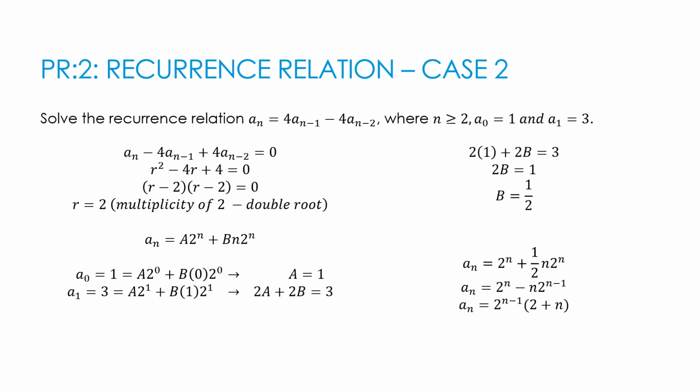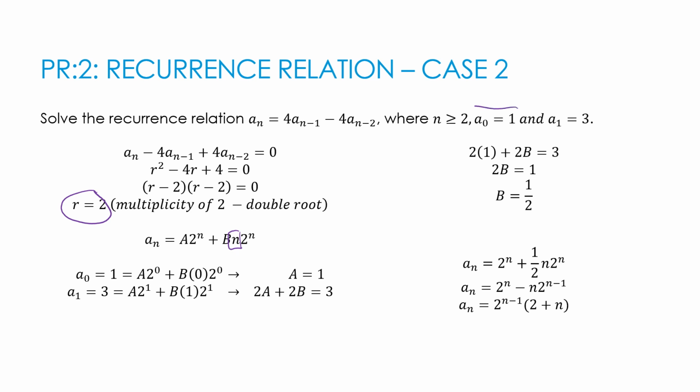Again, where I would start is put everything to one side, set it equal to 0, then find the roots, which we find is 2 twice. So remember, the only thing that changes is this step right here where I'm adding the n, as opposed to just a times 2 to the n and b times 2 to the n. I have to add the n because we have a double root. Other than that, everything remains the same.